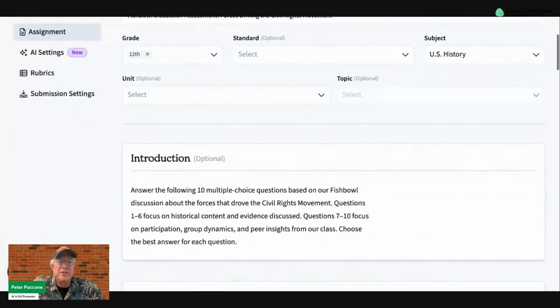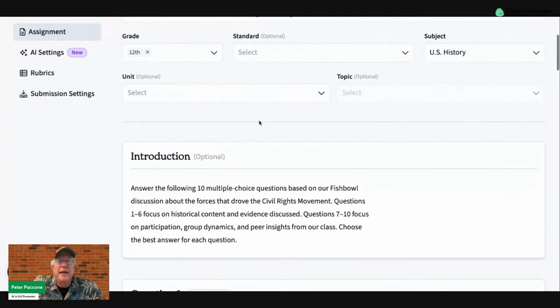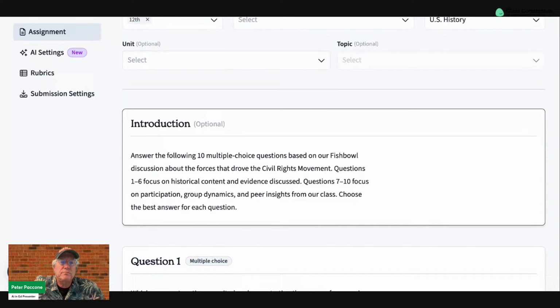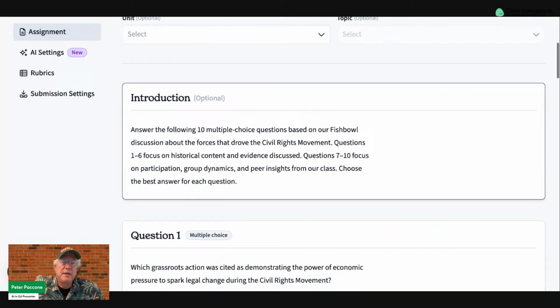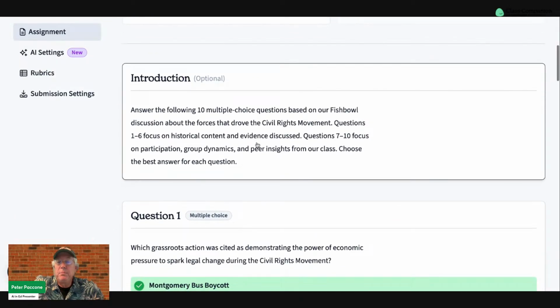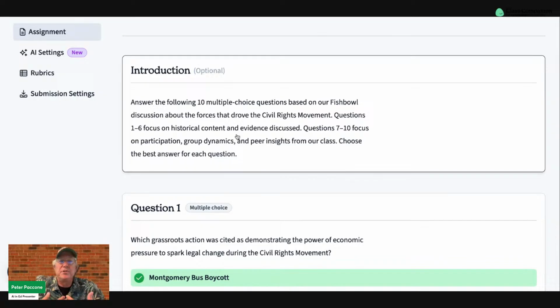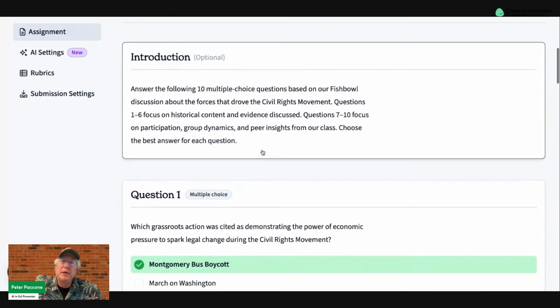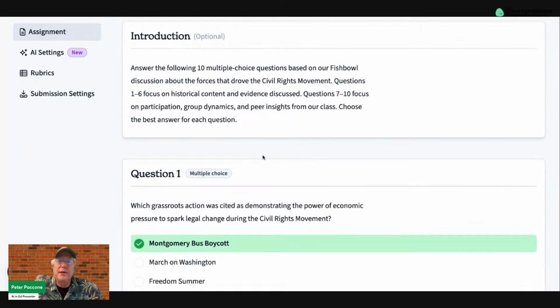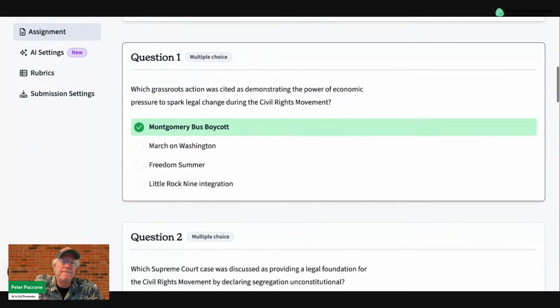So sorry about that. Let's just go back and take a look at the questions that Class Companion produced when we popped in the prompt. And I'm just going to assume that this entire section has been taken out. So I'll start all over again. First, it comes up with a little introduction. Answer the following 10 multiple choice questions. And it does a nice little information for the students there as to what the questions 1 through 6 will focus on and what 7 through 10 will focus on.